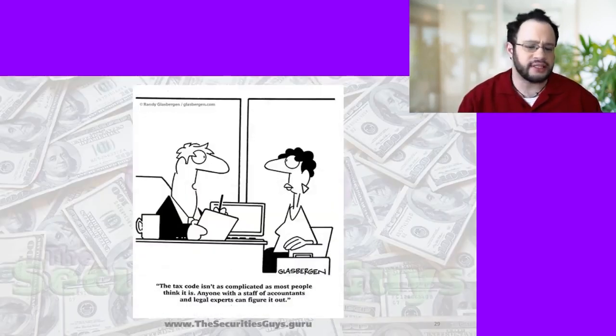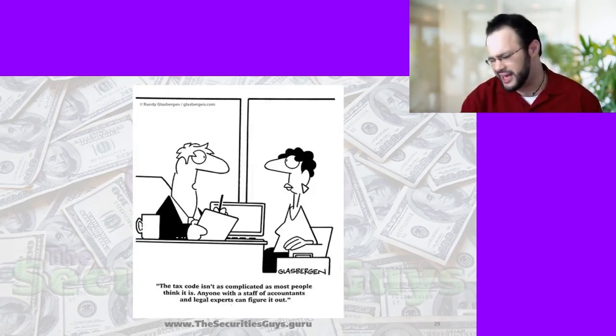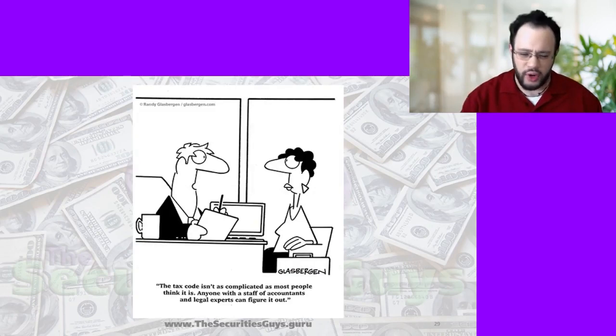The tax code isn't as complicated as most people think it is. Anyone with a staff of accountants and legal experts can figure it out. Yeah, it's not that hard. It's only 120,000 pages or something.